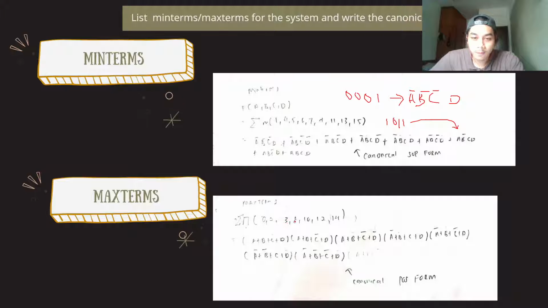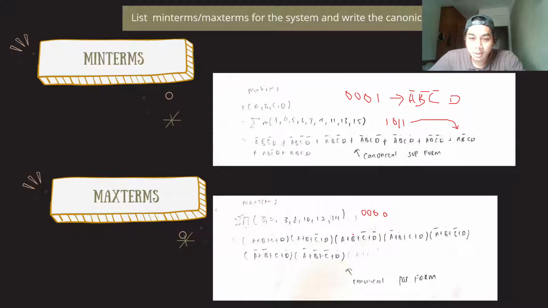0, 2, 3, 4, 8, 10, 12 and 14. So this is the canonical POS form. The canonical POS form is opposite from the canonical SOP form. For example, for 0, the max term is 0, 0, 0, 0, but the alphabet form is A plus B plus C plus D.